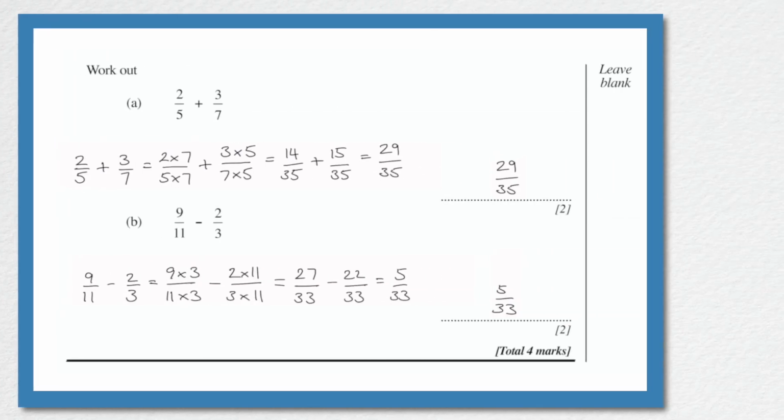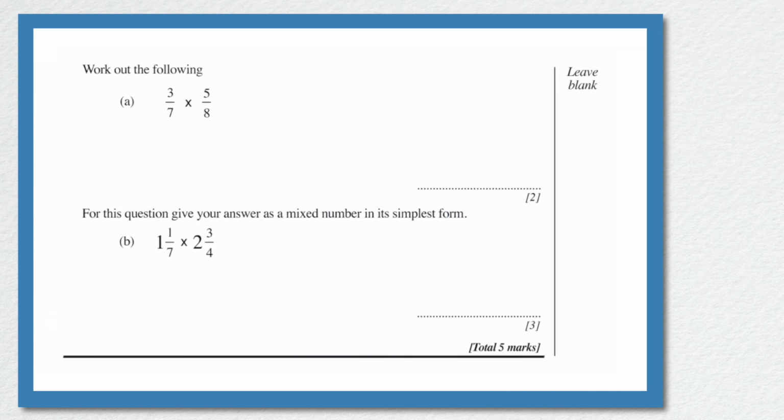In the previous video, I looked at exam-style questions involving addition and subtraction. I'm now going to briefly look at multiplying and dividing fractions. Here are two typical questions. Notice that for part B, we are dealing with mixed numbers. So, looking at these questions, do you know what to do? Why not have a go at the questions before I go through the answers?